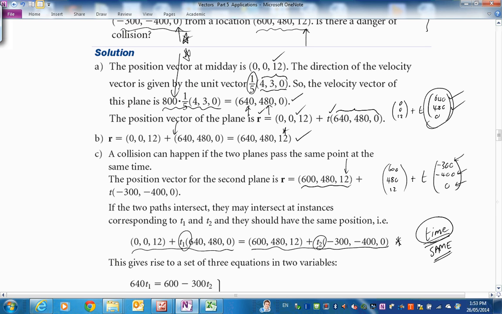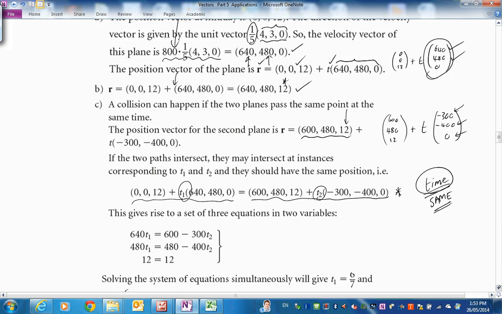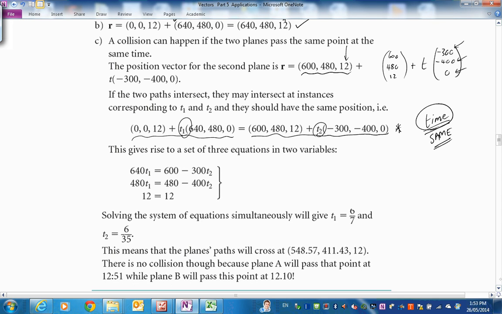Okay, so if you try to do this, what do you get out of it? We're going to use parametric equations again. So we can say 640 times T1. We put in T1 and T2, because they could be travelling different distances. So we're trying to find T1 and T2.